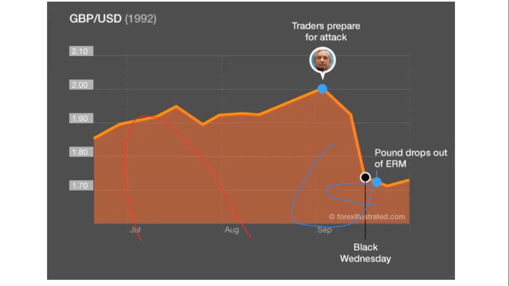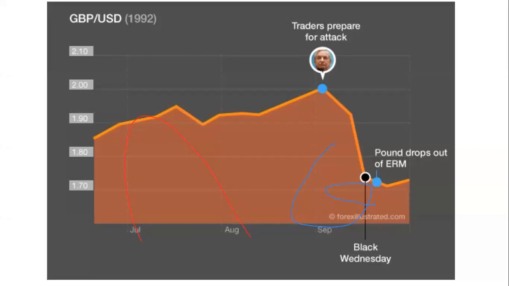Now, if you are not able to understand the seriousness of this situation, let me first tell you the date when this happened. This happened on 16th September 1992, which is also regarded as Black Wednesday. In the movie The Wolf of Wall Street, this particular day is also denoted. Let me tell you the beautiful story of how this trade occurred.